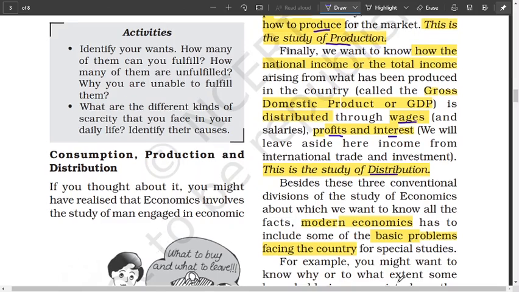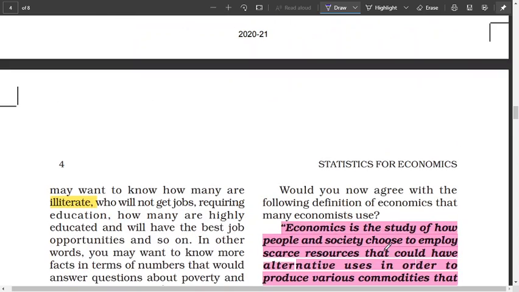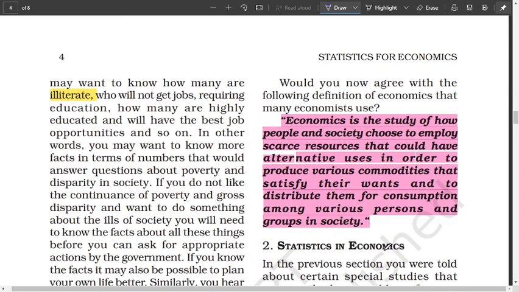But apart from these, modern economists also study many other things, like the basic problems facing an economy, like how people are earning and getting employment. Some people are rich, poor, middle class. All these things are also part of microeconomics. That means it is not restricted to consumption, production, distribution. There is exchange, development, and other things as well. But this is just a start. So by now, we'll be able to understand the concept of economics. We can conclude the meaning.